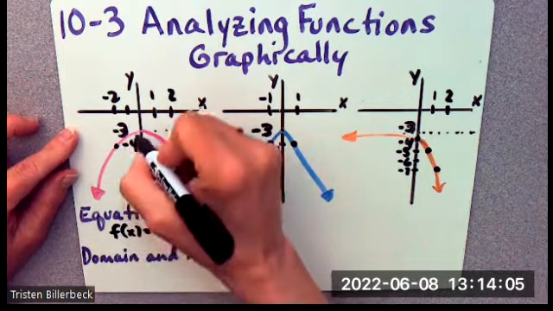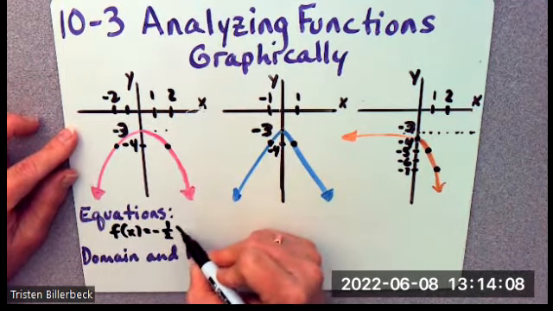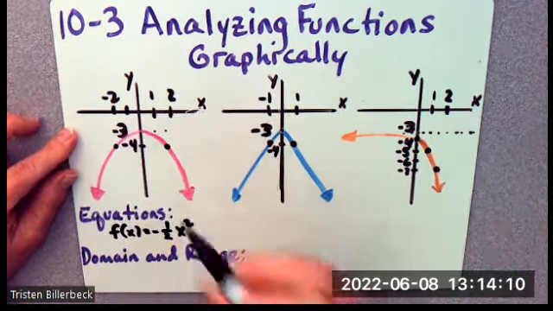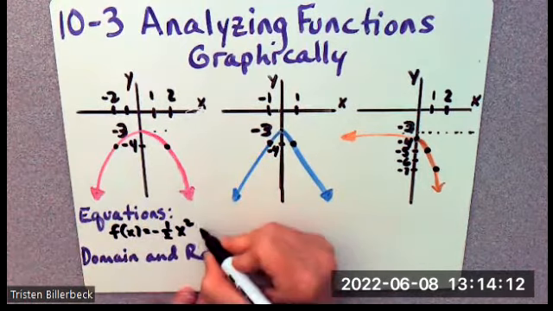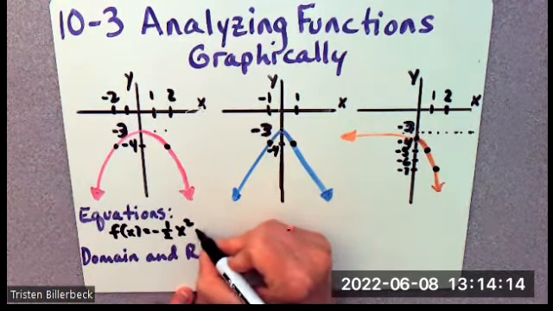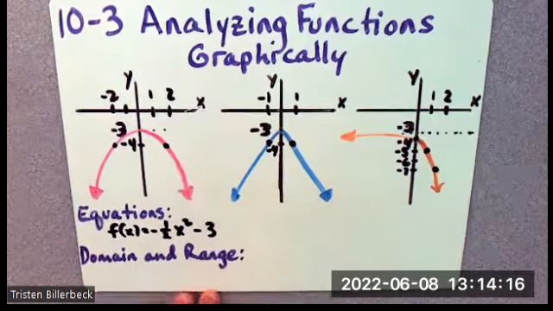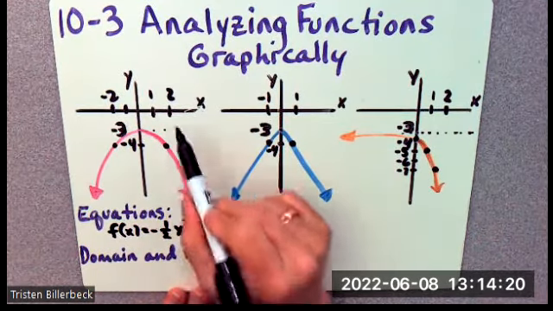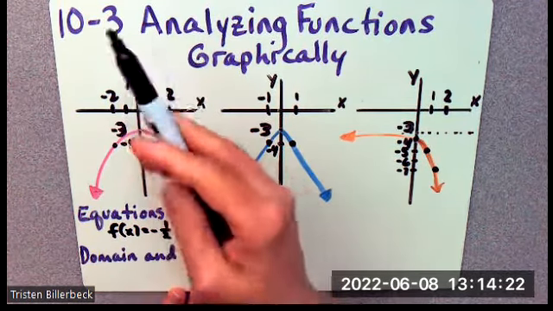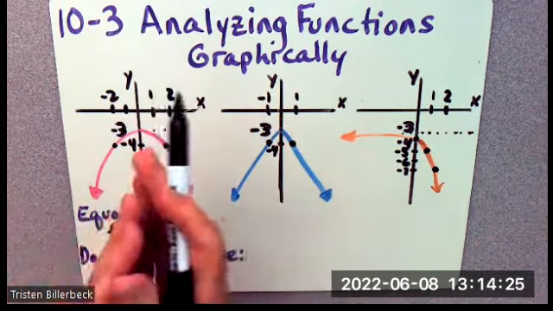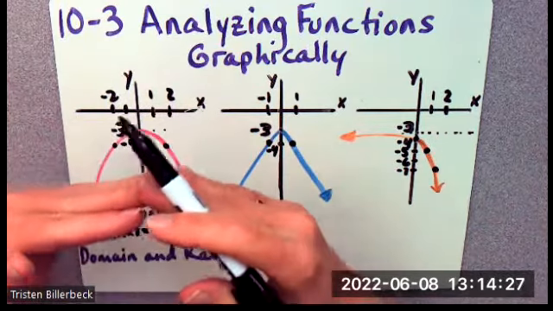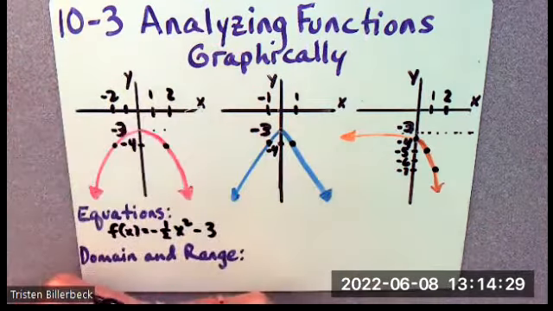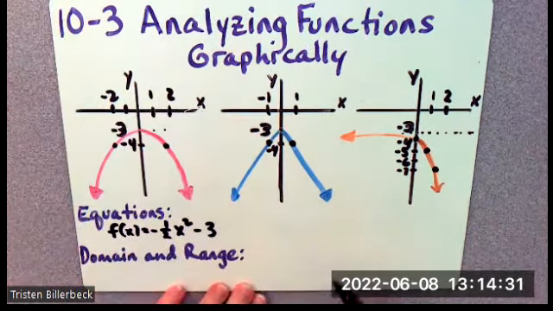Since we have a vertex here at -3, we're going to be dropping it down. So we can approximate it to something like that. So -1/2 x squared, and then -3. So the parent graph is being flattened, and it's being moved down 3.